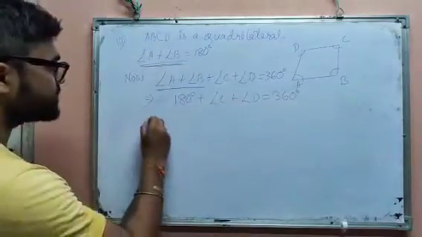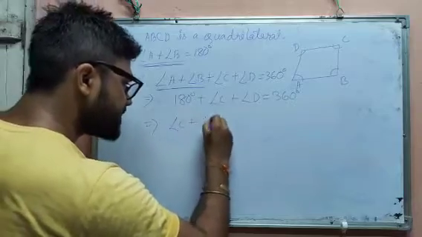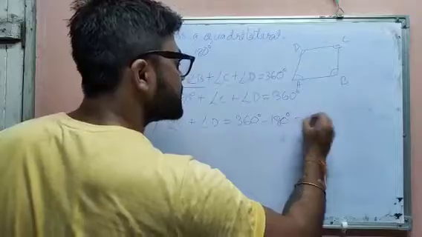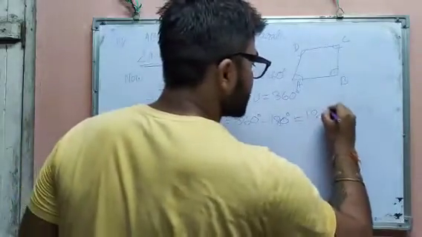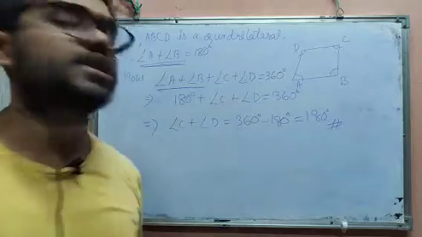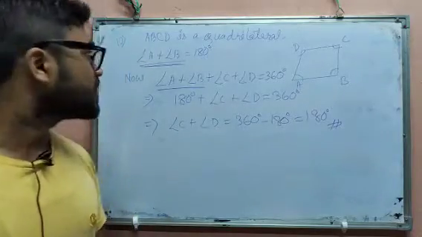Clearly we will get angle C plus angle D equal to 360 degrees minus 180 degrees, equal to 180 degrees, which we are asked to find. This is the sum of the other remaining two angles of the quadrilateral.